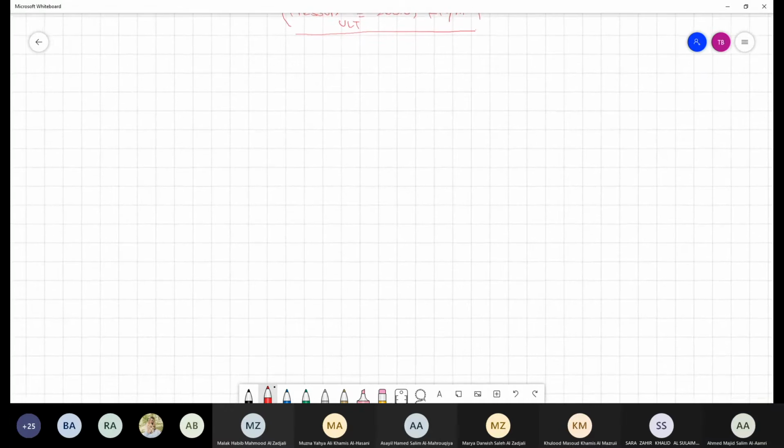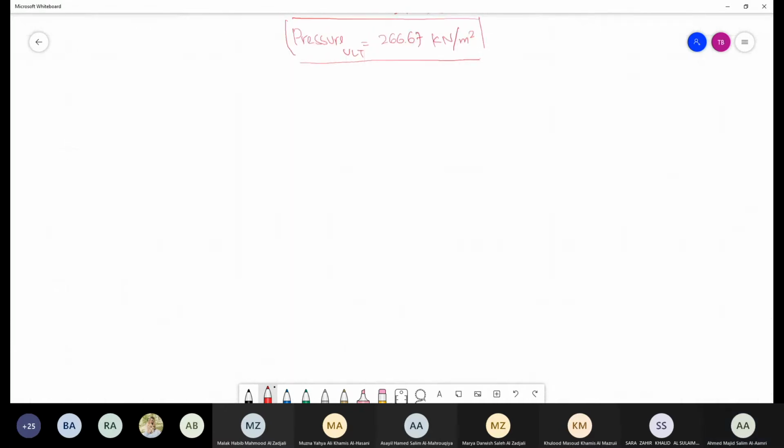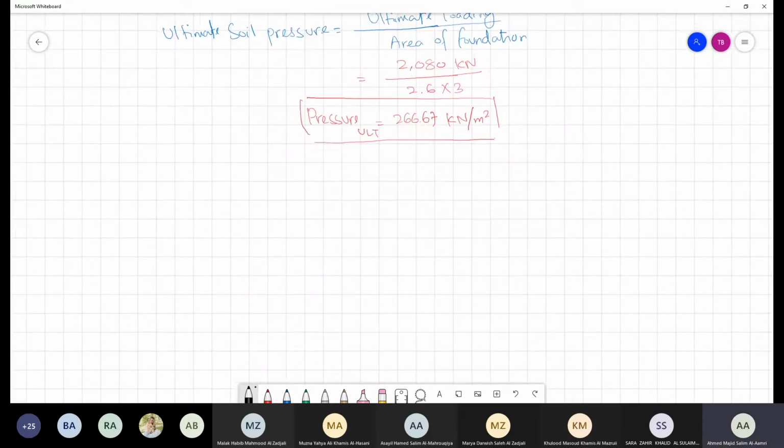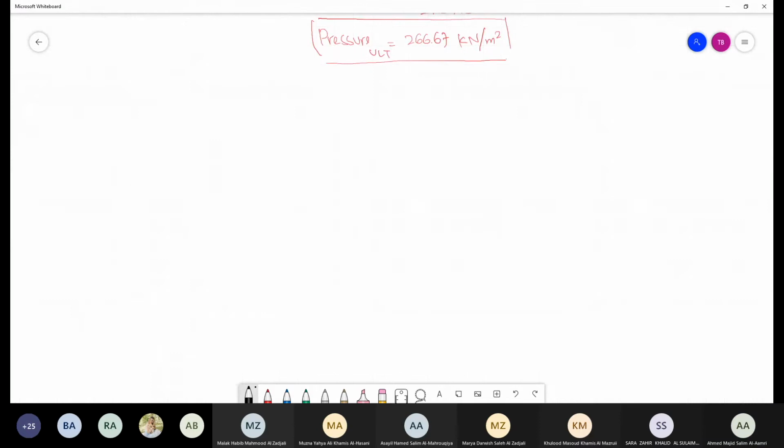Okay, are we okay till now? Any question till now? Okay, so next step, I'm going to combine them. So we are going to have bending, one-way shear, and two-way shear.